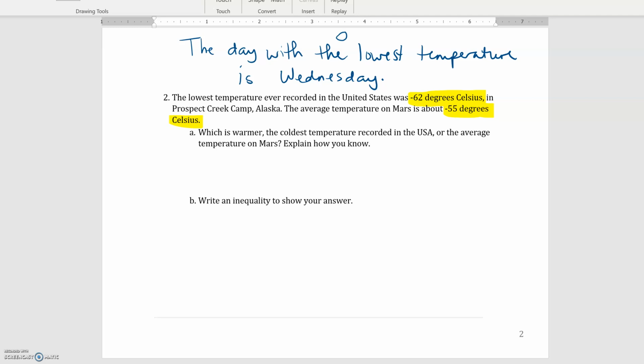Explain how you know. So I'm going to draw a number line again, and this time we're going to ballpark them based on what we see relative to each other. So I'm going to draw a number line.